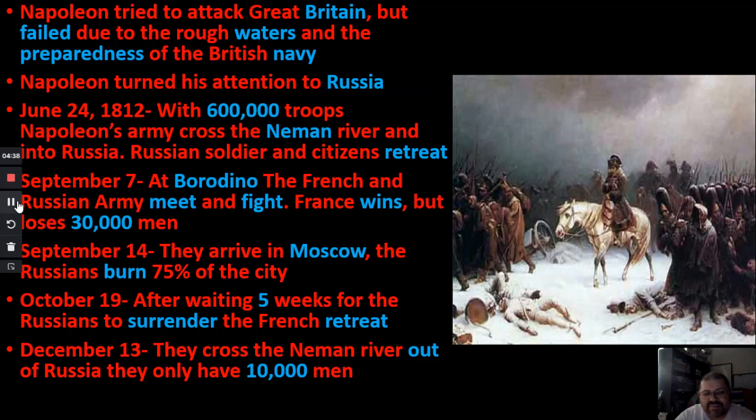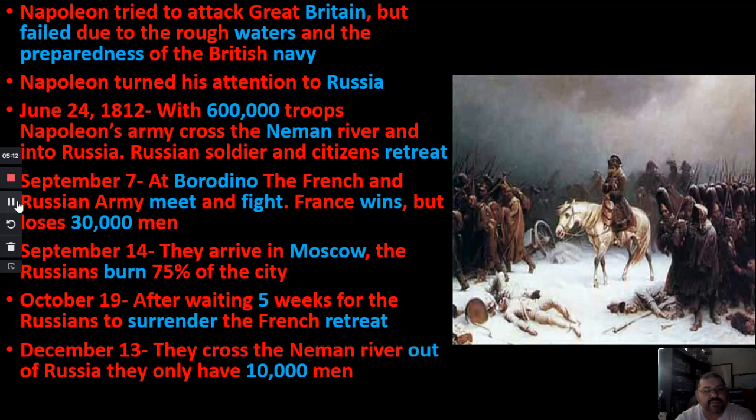Now, September 7th, like I said, the Russian soldiers start running away, but this is the first real battle where the French and the Russians meet and they fight. The Russians lose this battle, but the French army loses about 30,000 men at this battle. And if you notice, it's September, so the weather's starting to get a little bit cooler.